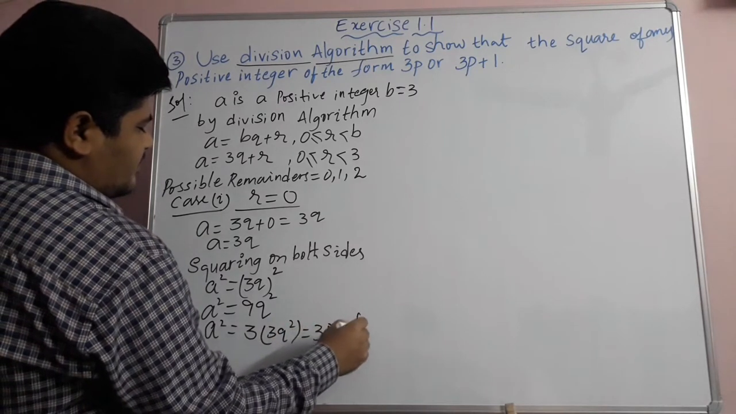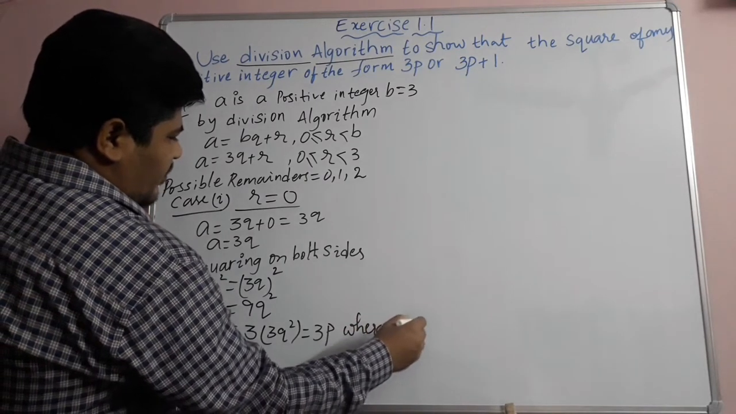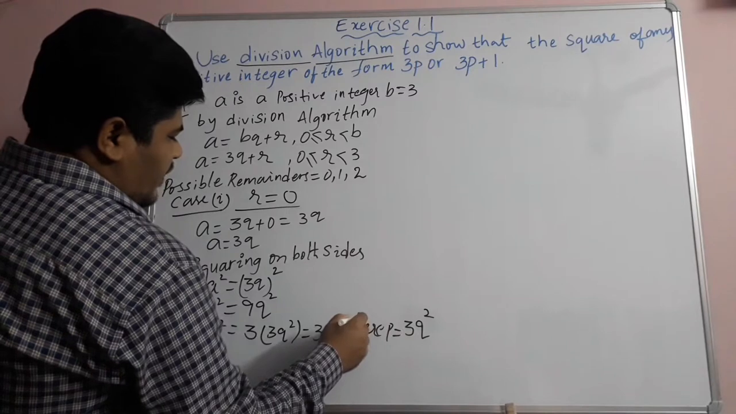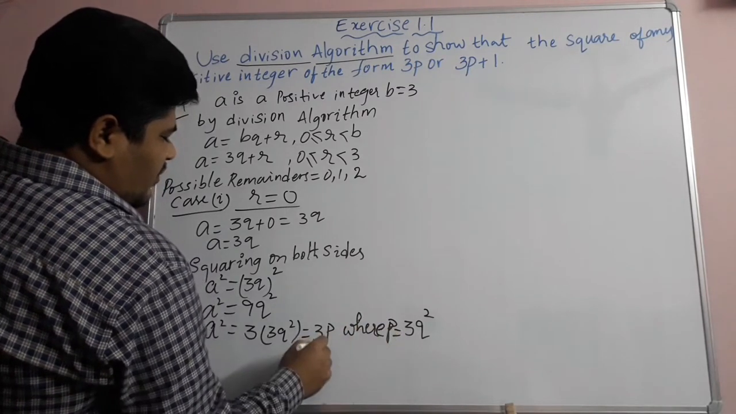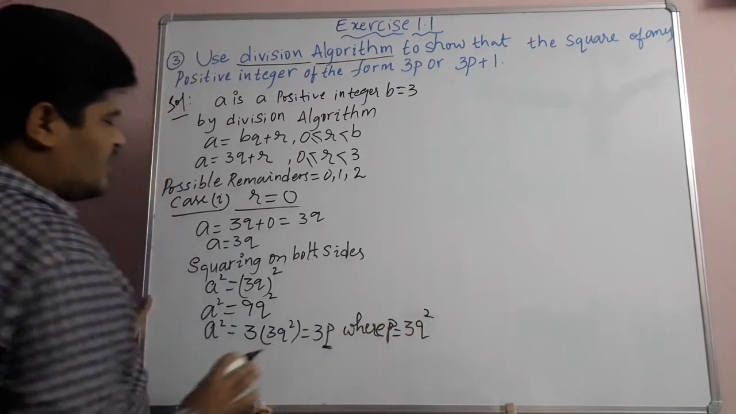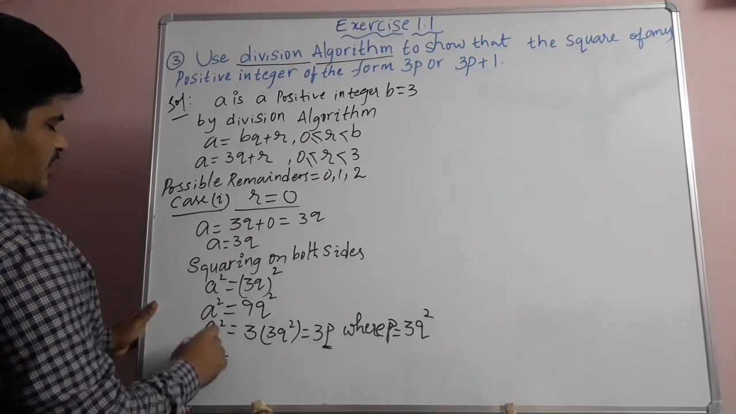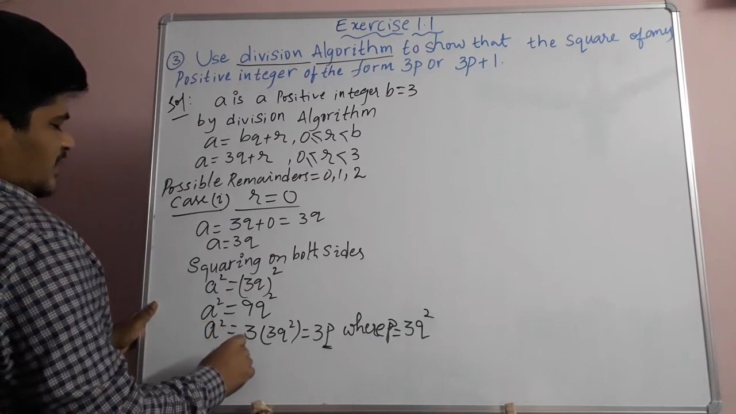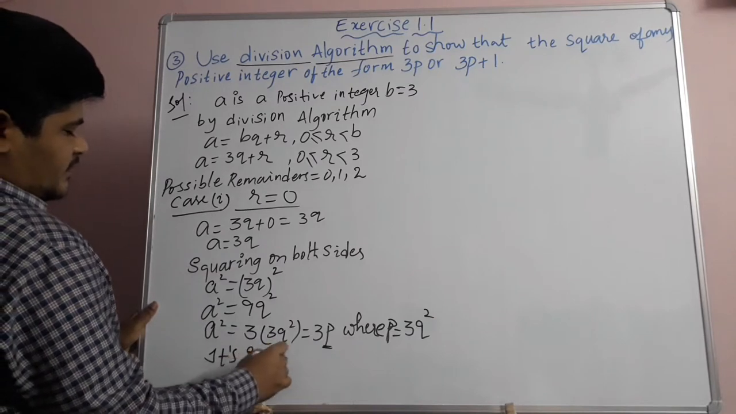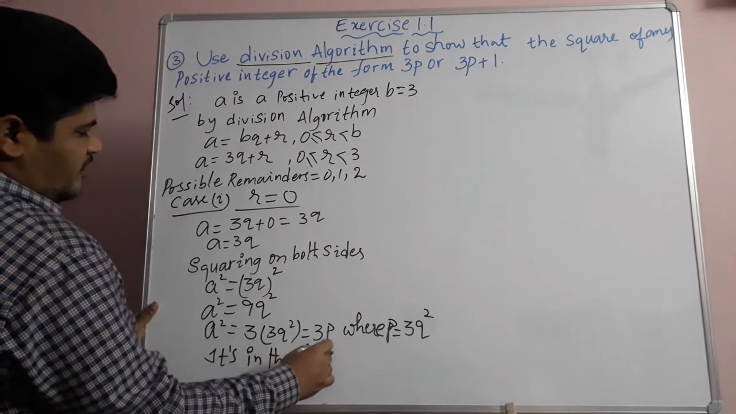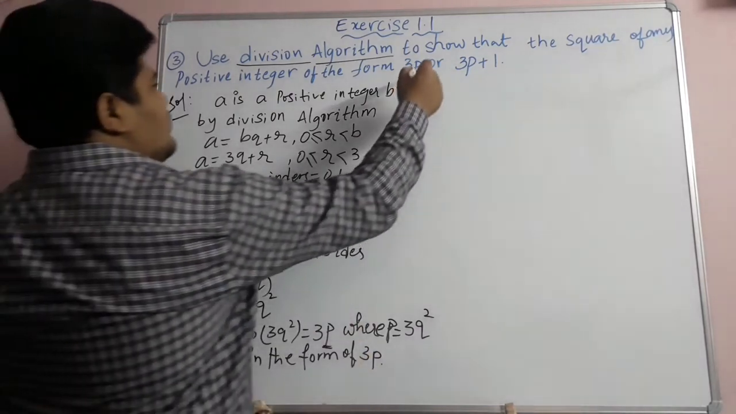Where p is equal to 3q square. So children, you can tell that the square of this positive integer is nothing but in the form of 3p.